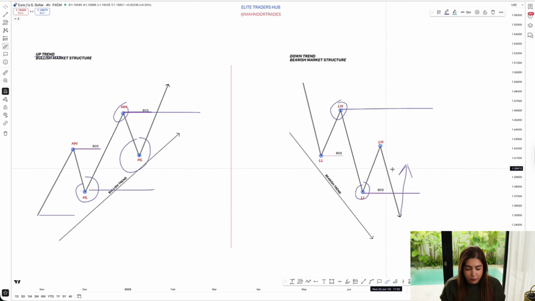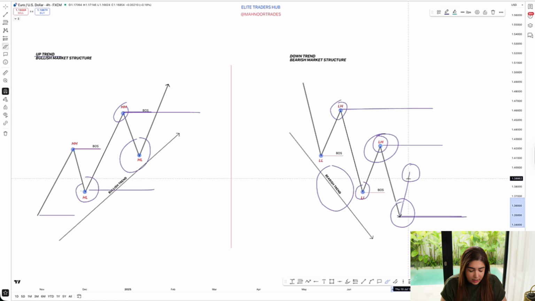So this high here, let me just get rid of these lines to keep it clean. This high here becomes your new swing high, and that high is your new strong structure. Why is it a new strong structure? Because it's responsible for breaking past, creating a new potential low.